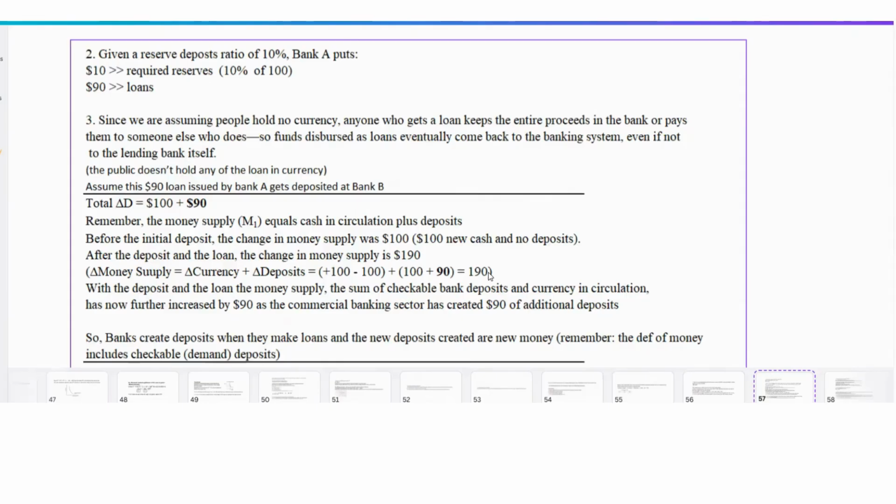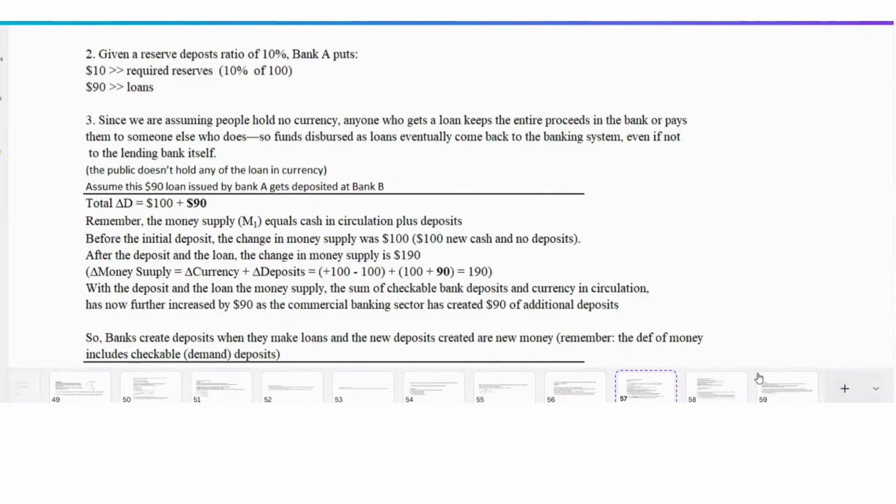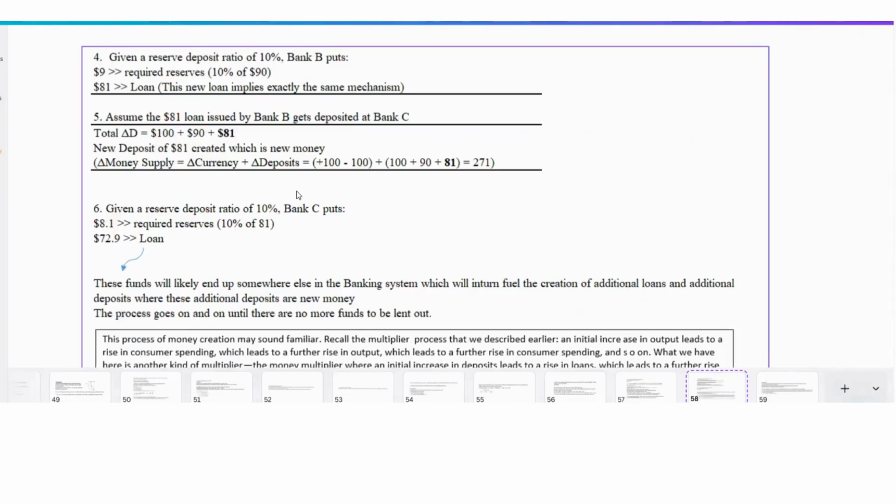So the total change in money supply is $190 because we have the initial $100 which was originally created by the central bank, which eventually got deposited in Bank A. Bank A used that to create a loan of $90, which was deposited in Bank B. So the commercial banking sector has created $90 of additional deposits, which is now new money. So banks create deposits when they make loans, and the new deposits created are new money. Because remember, the definition of money includes currency plus deposits.